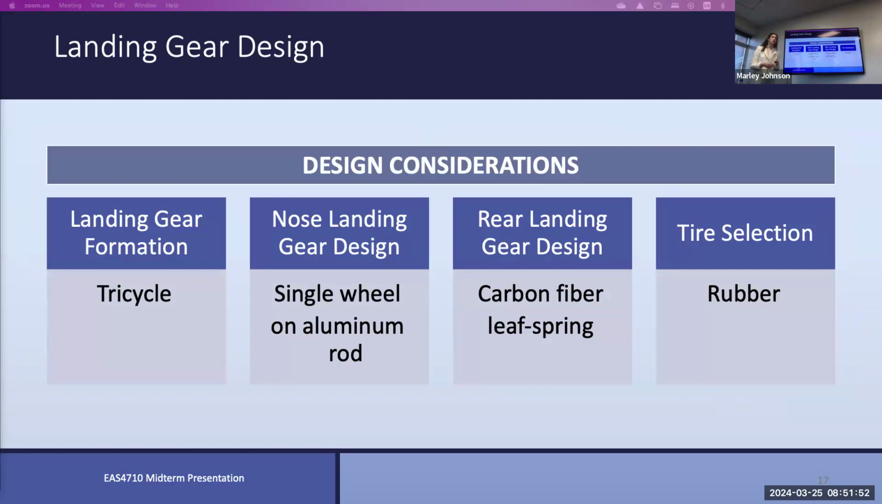For our nose landing gear, we externally purchased a single wheel on a rod to make sure that we had a good quality part. For our rear landing gear, however, we will be making our own carbon fiber leaf spring. Lastly, we decided to go with rubber tires as they are much more durable than foam tires upon landing, and also they provide better ground control.